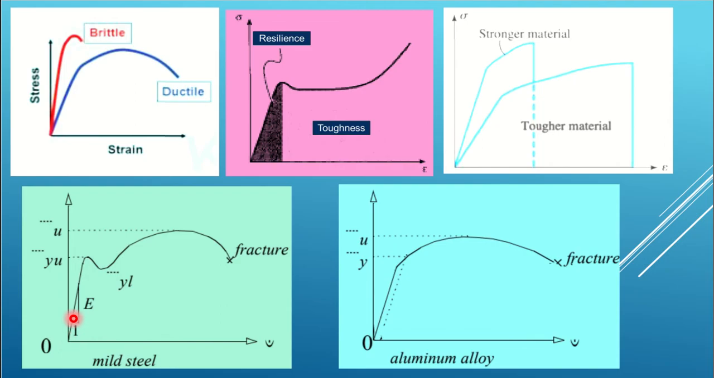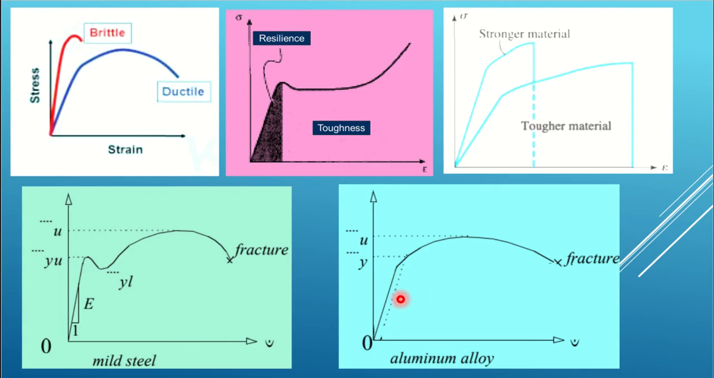First there will be an elastic regime, and it will reach a yield point. The stress strain curve of steel has two yield points, the upper yield point, denoted by YU, and after that it comes to a lower yield point. After that plastic deformation starts, and it reaches a particular value denoted by U, the ultimate strength. After that it fractures. This is the stress strain curve of mild steel.